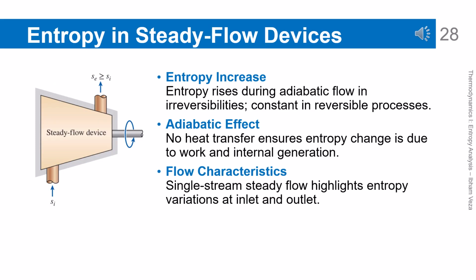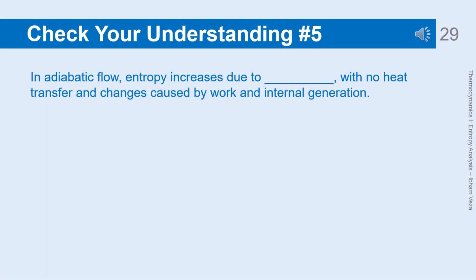Entropy in steady flow devices. In adiabatic flow, entropy change is caused only by work and internal entropy generation. If the process is reversible, entropy remains constant from inlet to outlet. If irreversibilities are present, entropy always increases along the flow. This applies to turbines, compressors, nozzles, and diffusers. This principle becomes the basis for judging how far a device deviates from ideal conditions. In adiabatic flow, entropy increases due to irreversibilities with no heat transfer, and changes are caused by work and internal generation.